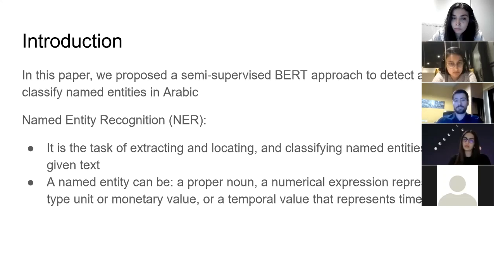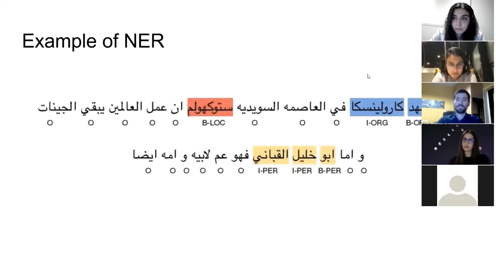The importance of NER is that it plays a significant role in many applications, such as information retrieval, information extraction, question answering, and even machine translation. So here is an example of two sentences where the named entities are labeled. We have Karolinska Institute, which is an organization. Stockholm is a location. Abu Khalil Kaben is a person. And all the non-named entities are labeled O, which means other. So here, two sentences.